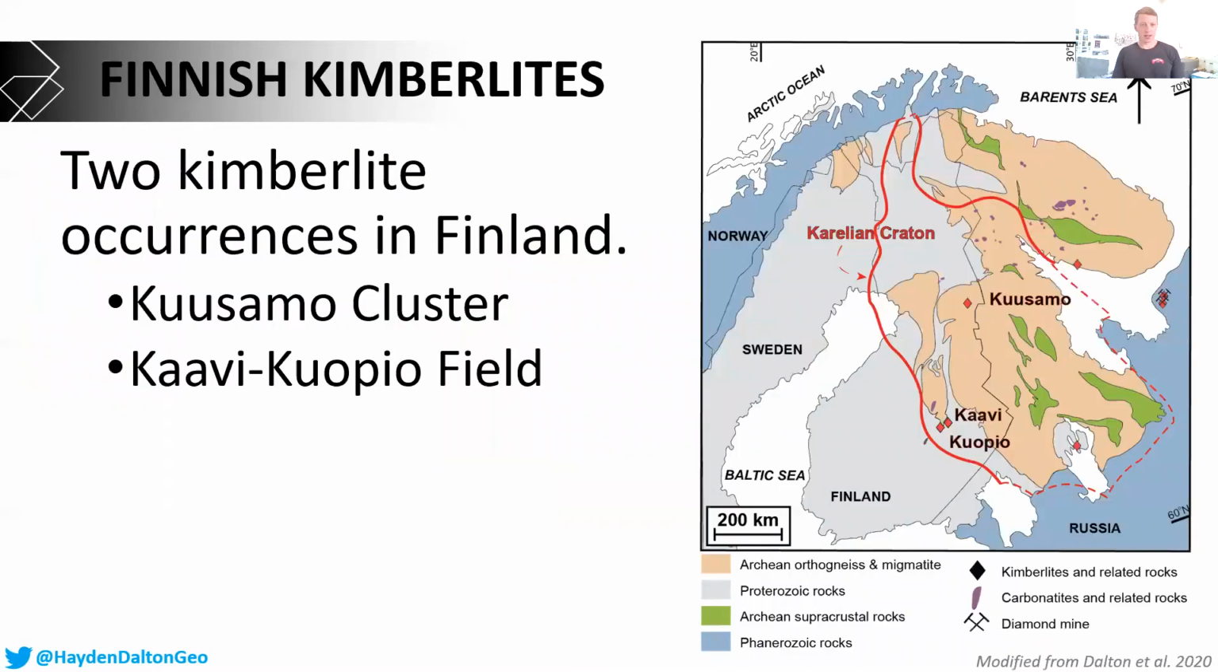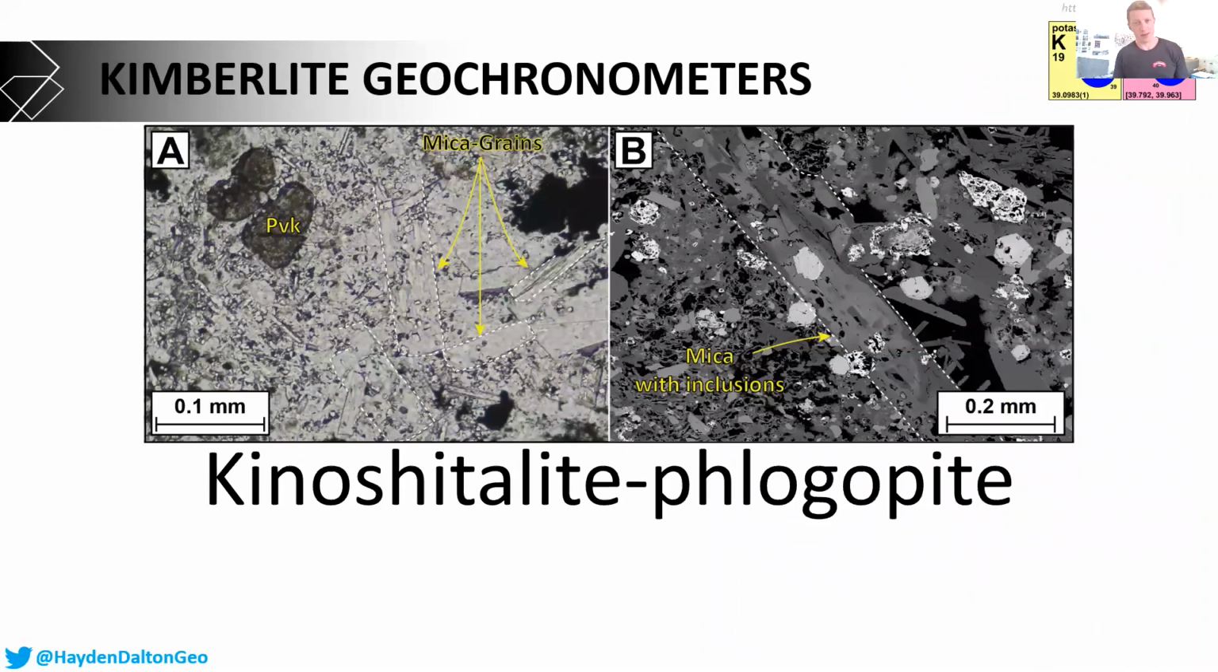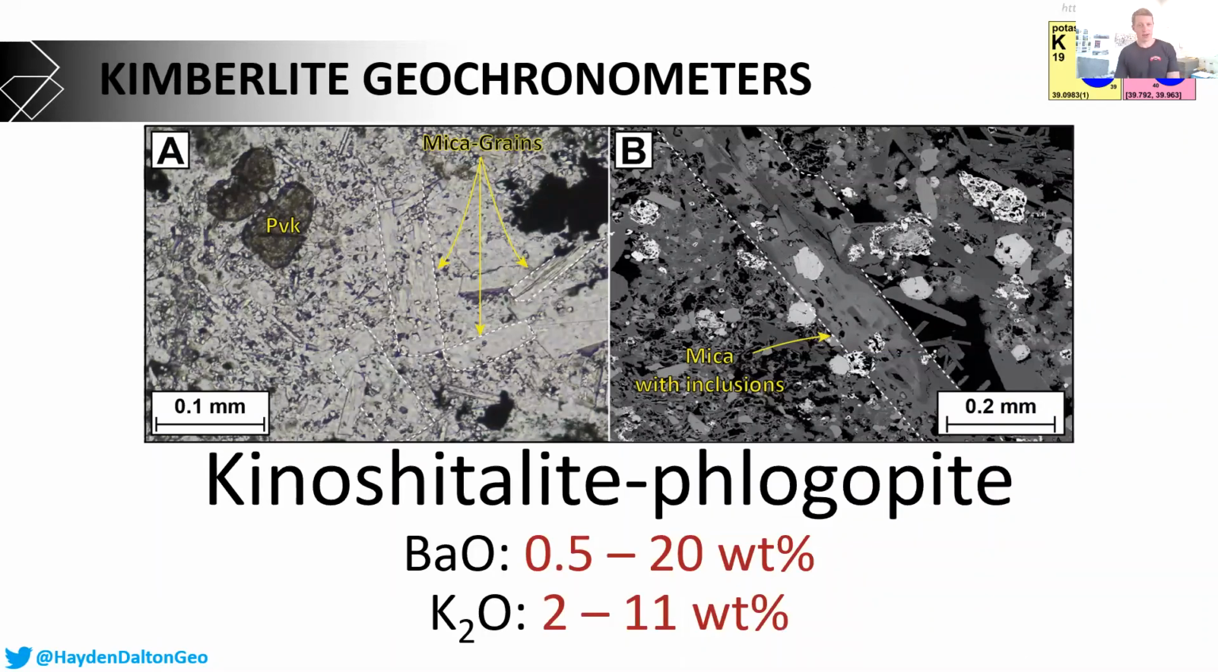So my study has looked at kimberlites from Finland. There are two occurrences. There's the Kuusamo occurrence in the northeast of Finland and the Kaivokuopio field in the southeast of Finland. My samples were phlogopite mica, and they have quite a big range in barium content from 0.5% to 21%, and then the potassium content varies accordingly with that. So high barium content means lower potassium content, for example.